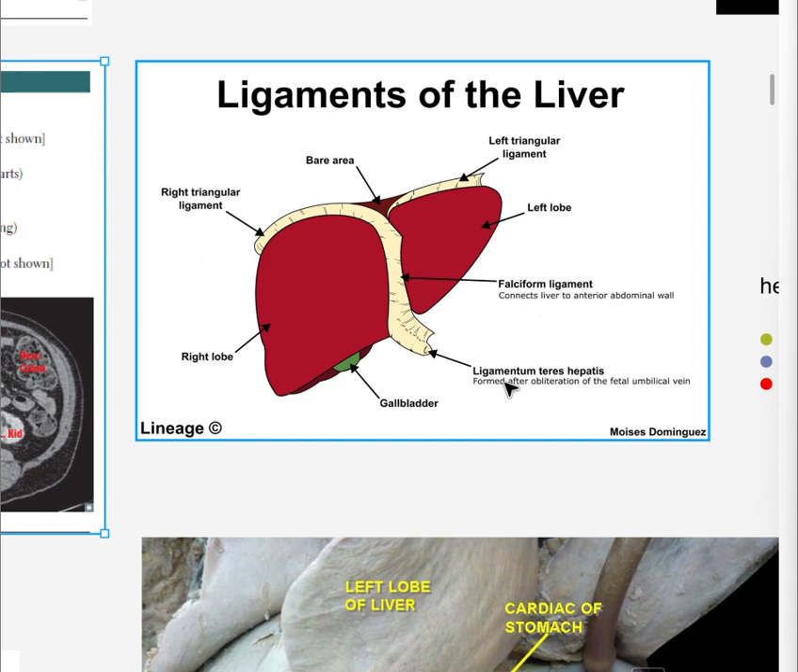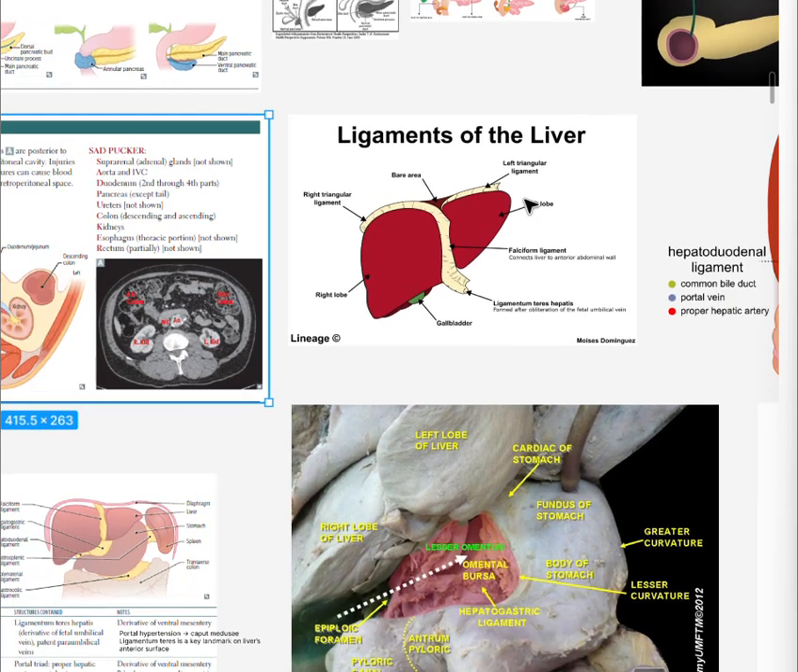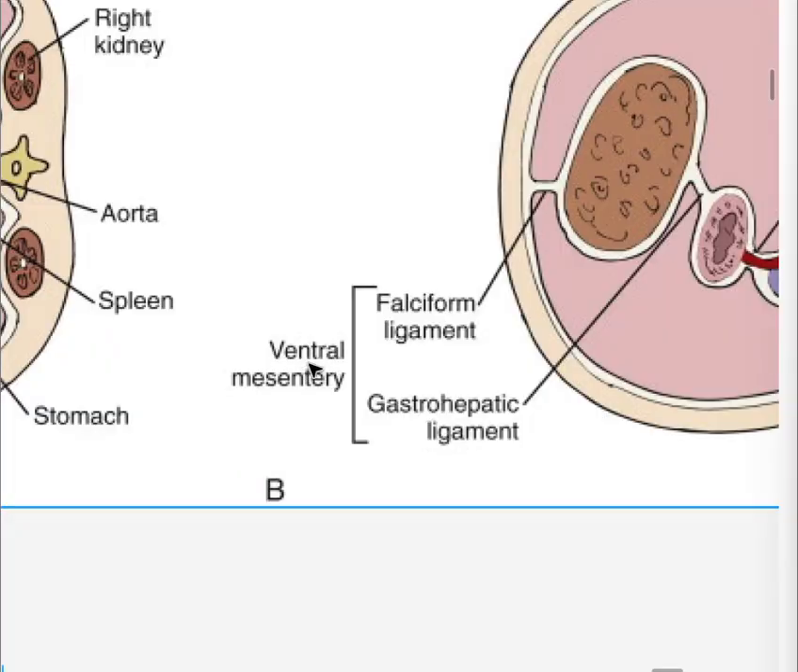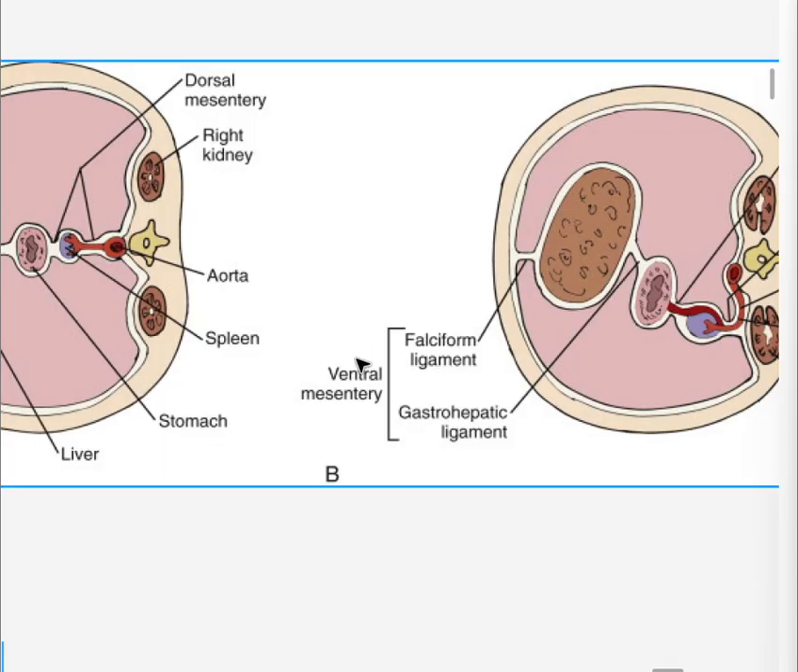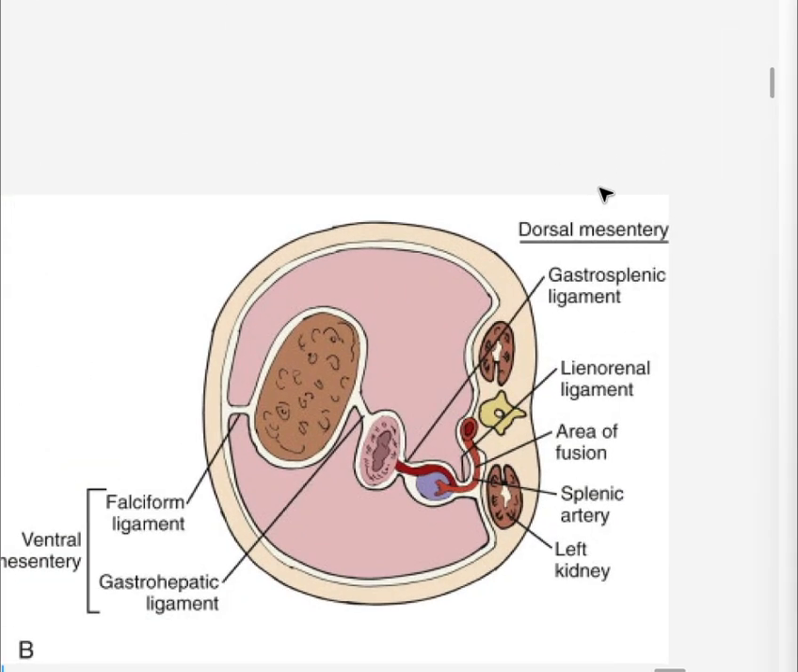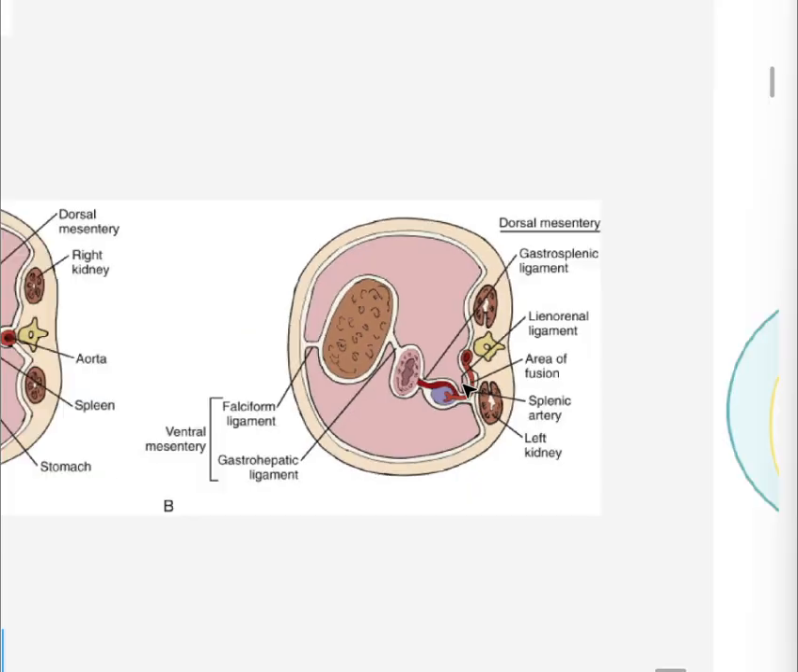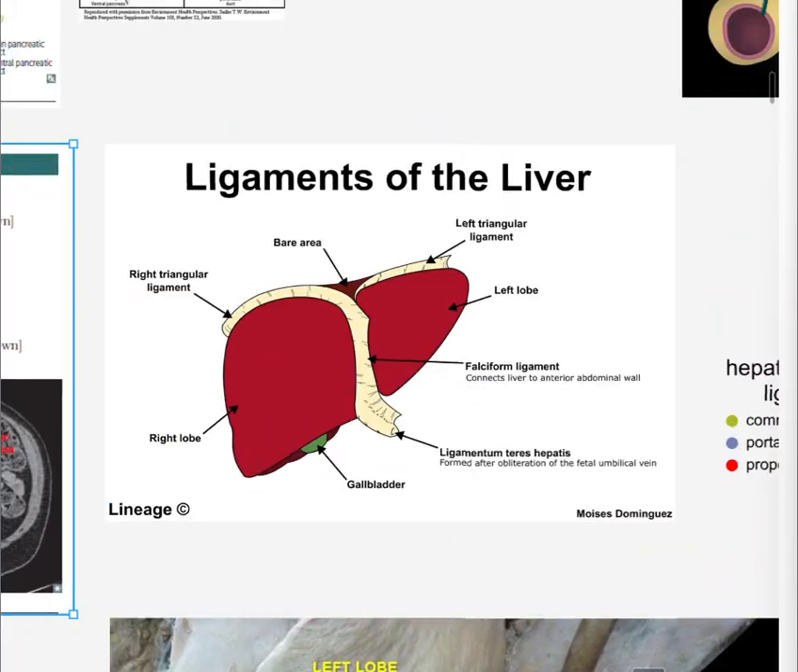It derives from the ventral mesentery, right? If I go back to that embryological picture that I showed you, you can see that it comes from the ventral mesentery. The ventral mesentery gives you the falciform ligament, which is the connection of the liver to the anterior wall, and the gastrohepatic ligament. The dorsal mesentery goes on to give the gastrosplenic ligament and the lienorenal ligament, because they're posteriorly present, right? That's just common sense. No extra addition to your knowledge build up.